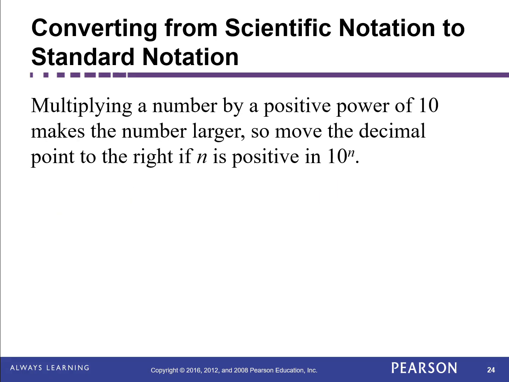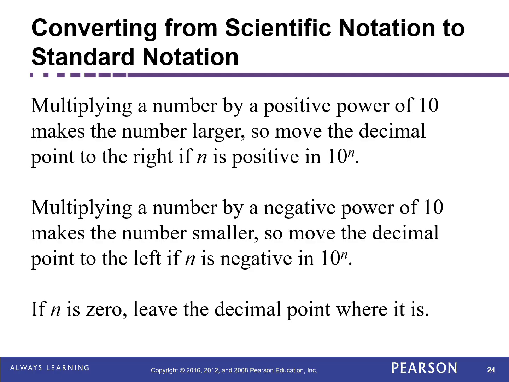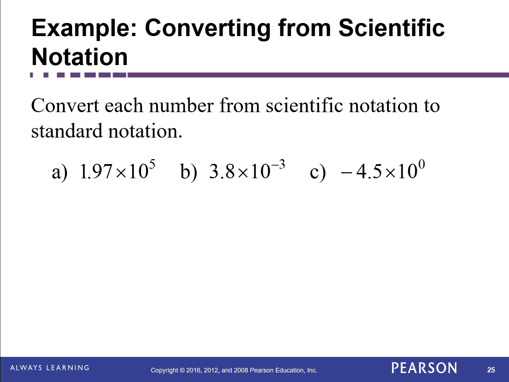All right, converting from scientific notation to standard notation. Multiplying a number by a positive power of 10 makes the number larger, so we move the decimal point to the right if n is positive in 10 to the n. Multiplying by a negative power of 10 makes the number smaller, so we move the decimal point to the left if n is negative in the 10 to the n power. If n is 0, we leave the decimal point exactly where it's at. Okay. We want to now convert each number from scientific notation to standard notation.